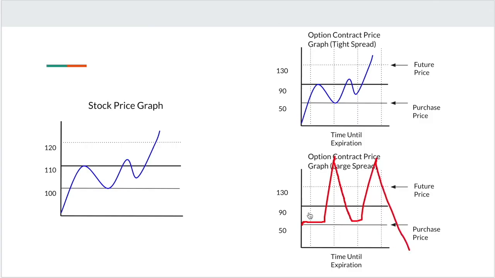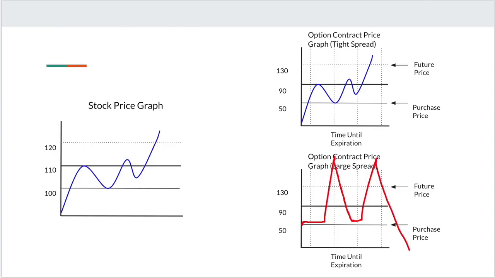So every once in a while you're seeing a fluctuation in the option contract because people just can't seem to agree on how much the price actually is, and it's going to be very hard for you to exit that options contract as long as it has a large spread. Now spreads can get tighter over time as the stock moves in the direction that you expect it to, but a large spread is usually a big no-no.